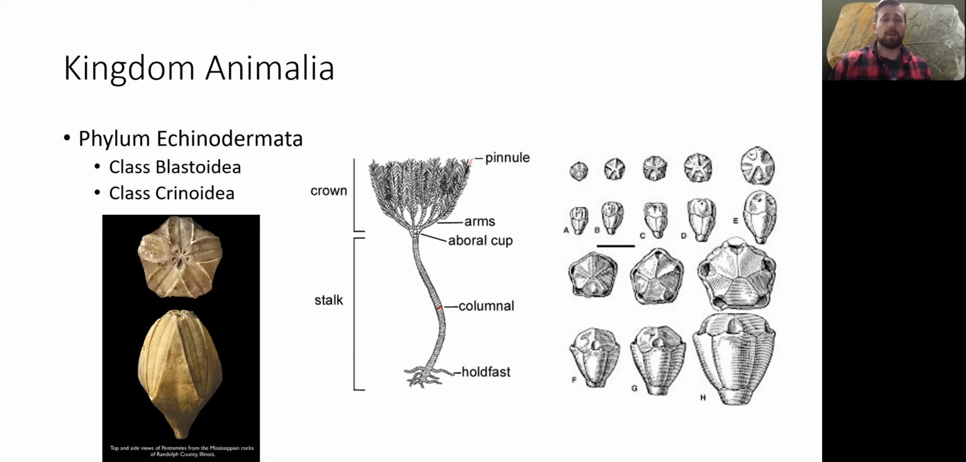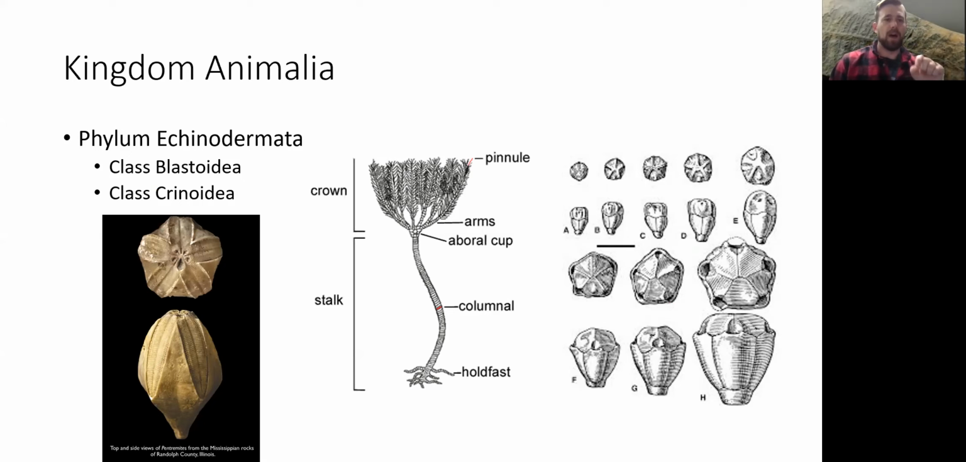So phylum Echinodermata also includes your sea stars, your brittle stars, sea cucumbers, sea urchins, sand dollars, and then these really weird things, the blastoids and the crinoids. These are our two main classes of Paleozoic echinoderms we're going to look at. Blastoids are what you see on the far left. That's known as a Pentremites or a sea bud.